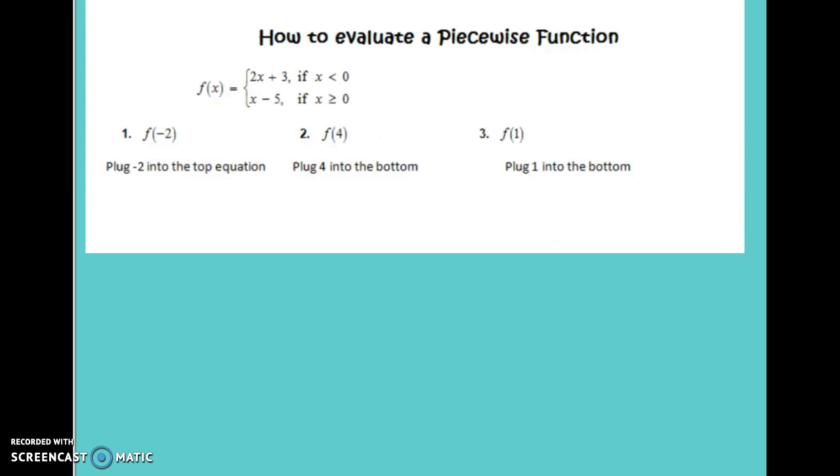So let's talk about how you evaluate. A piecewise could have 1, 2, 3 different types of equations, and in this case, this piecewise has 2 equations. It gives you 2x plus 3 if x is less than 0. So what does that mean? That means for all x's that are below 0, you would use that equation. We have x minus 5 if all x's are greater than or equal to 0, so 0 or above.